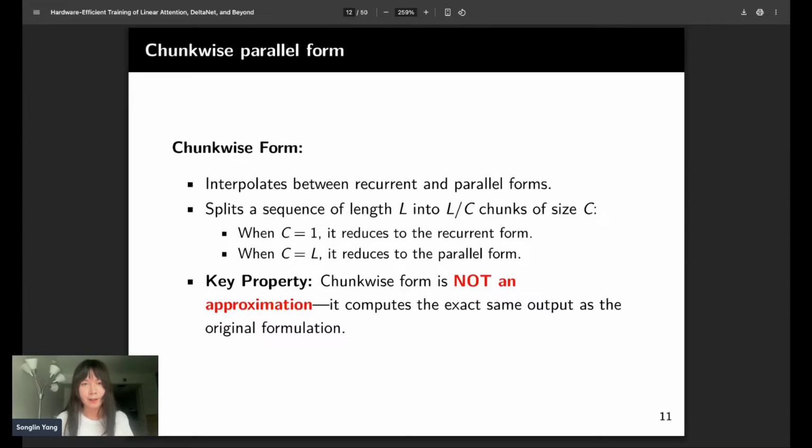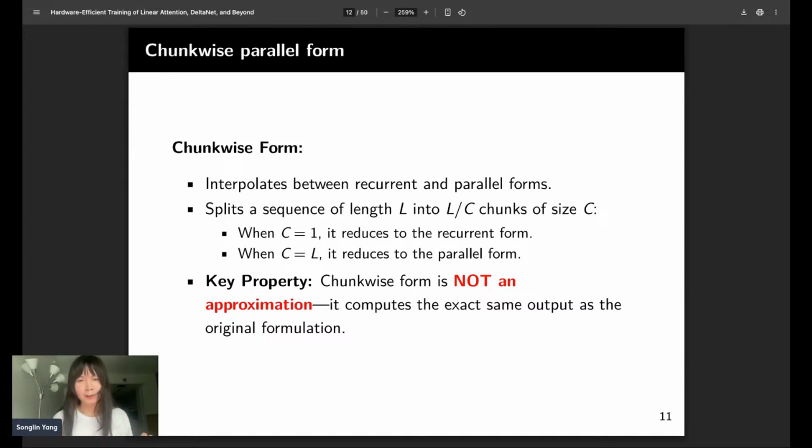Due to the limitations of the recurrent and the parallel form, we discuss the chunkwise form, which is basically an intermediate form sitting between the recurrent form and the parallel form. The high-level idea of the chunkwise algorithm is that if we have a sequence and a chunk size C, we split the sequence into several chunks of equal size. When the chunk size equals 1, we recover the recurrent update mechanism. And when the chunk size equals the full sequence length, it reduces to the parallel form.